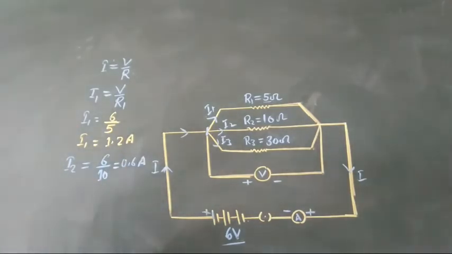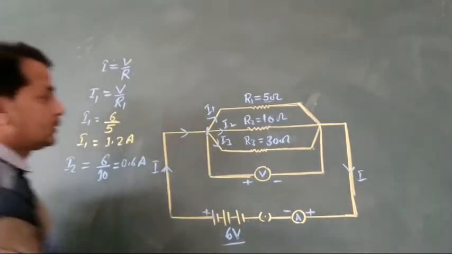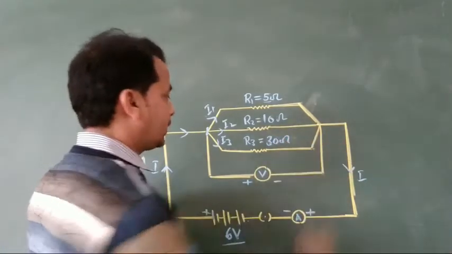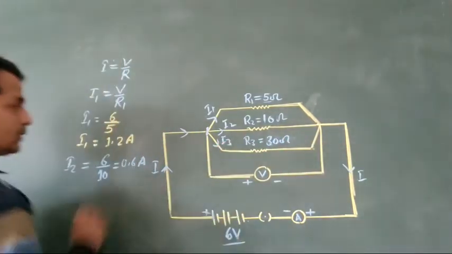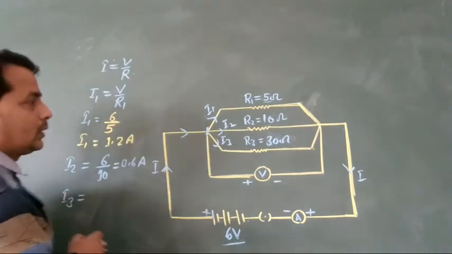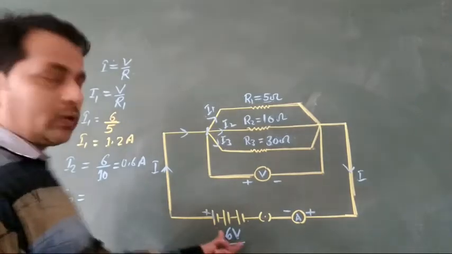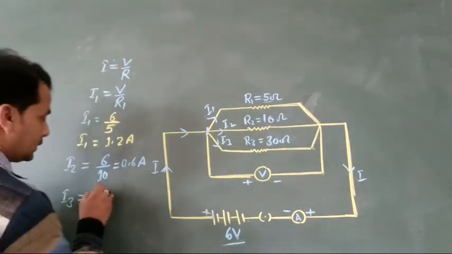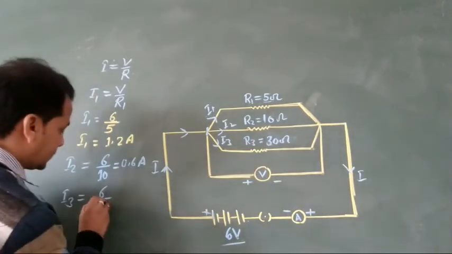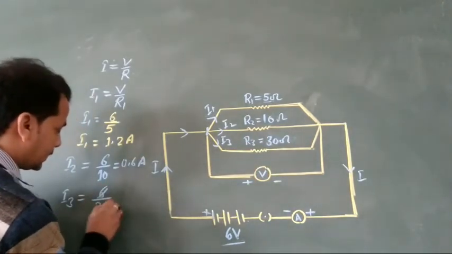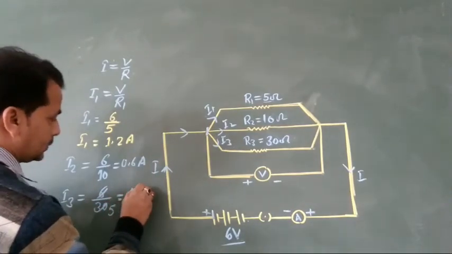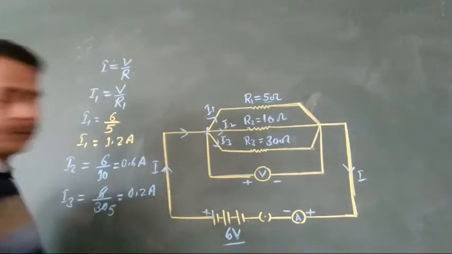And next, current I3 flows through the 30 ohm resistor. We calculate the value of I3. I3 equals the potential difference, 6 volts, by the resistance, 30, which is 0.2 ampere.